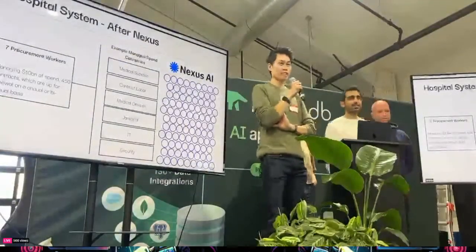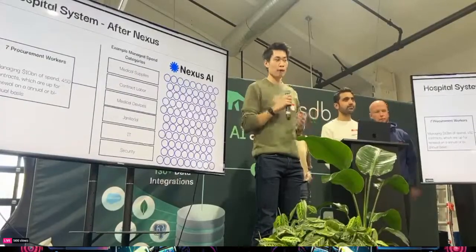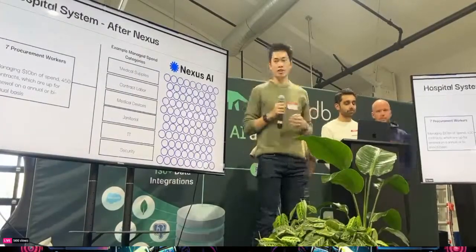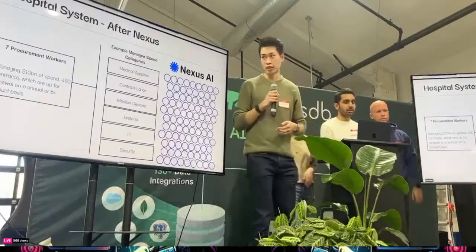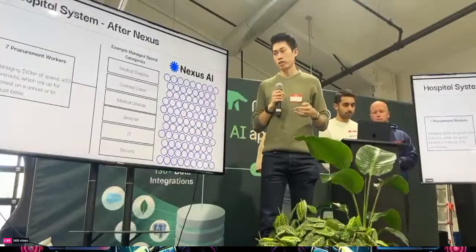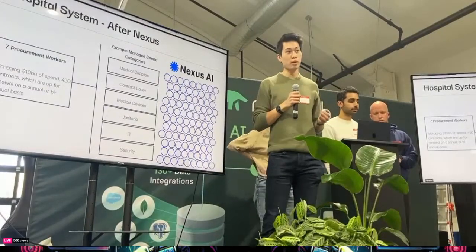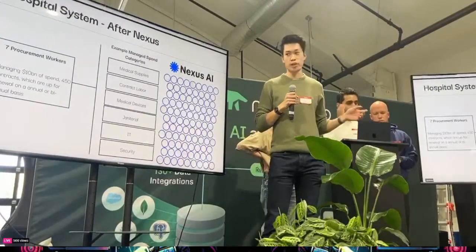Hey everybody, we're Nexus AI, and what we're working on is procurement. Procurement is a problem faced by every business in America. To highlight the challenges, we put up a real-life case study here. We've got a hospital team, an integrated delivery network of 7 procurement officers managing $10 billion of spend across 450 contracts.